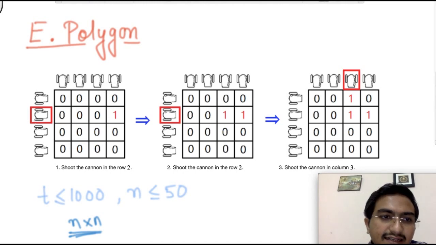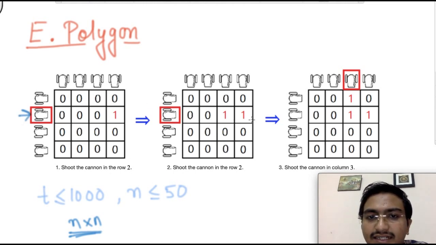Now suppose once a cannon shoots a one, it will go till the boundary. Suppose it shot one, so there was no other one, it reached till the boundary. When it shoots the second one, it will go only till the second place and it will fill here, right?